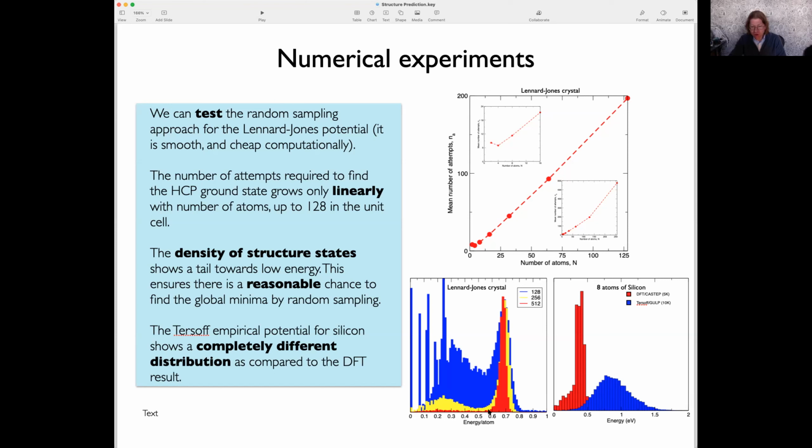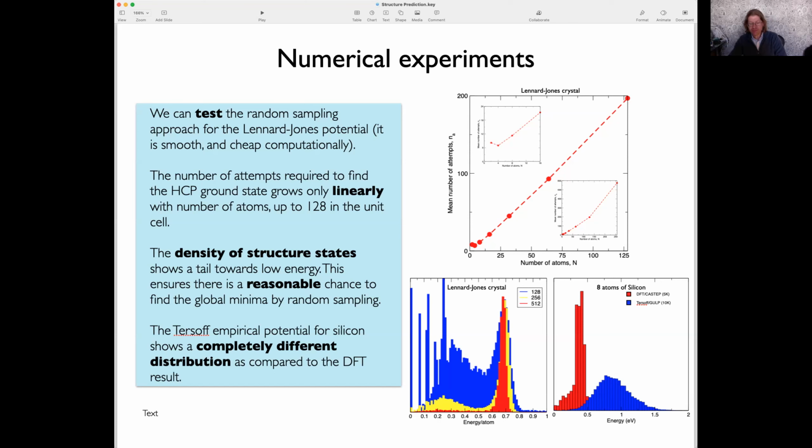But if you look carefully, there's this long tail that goes down to 0. So this isn't like a Gaussian with a very small weight down at low energy. Even as you go to larger and larger systems, some weight is still finding its way down to this very low energy region.